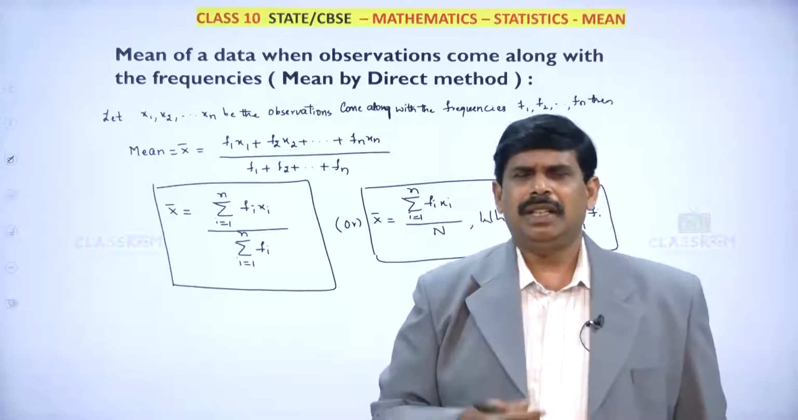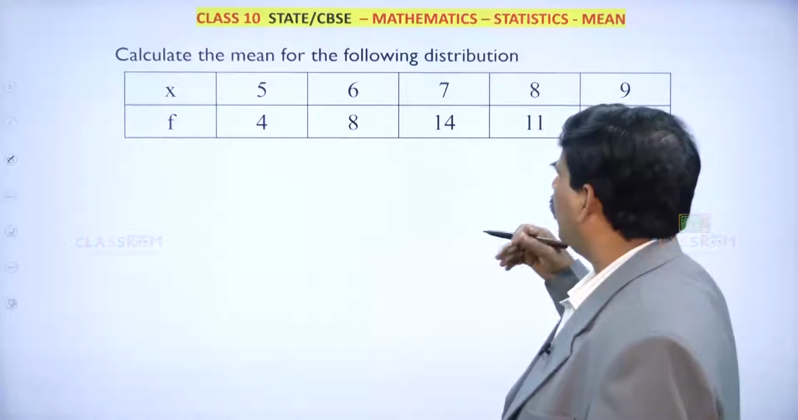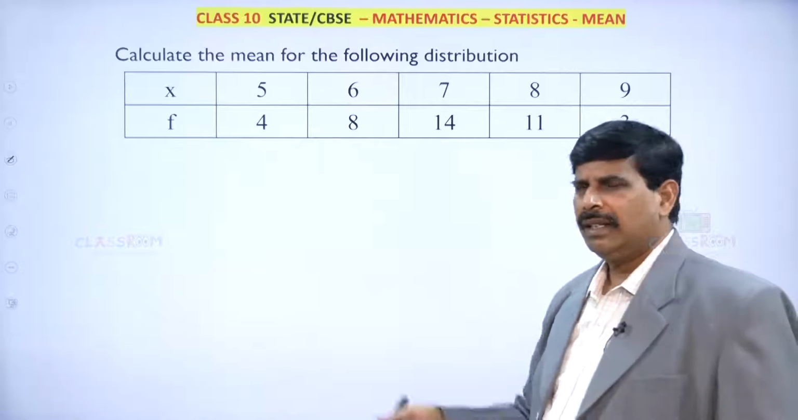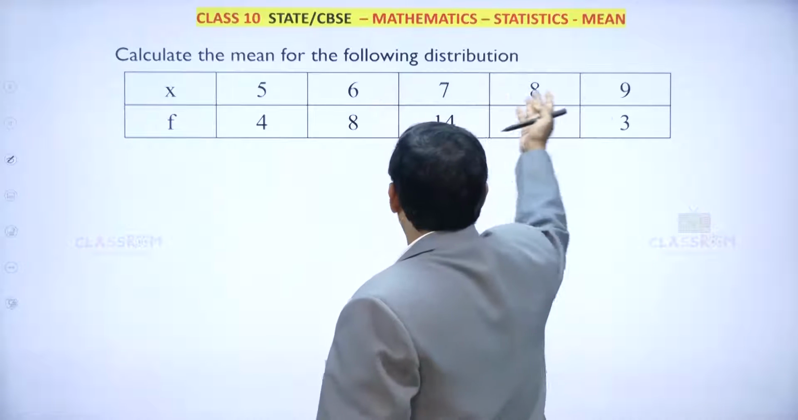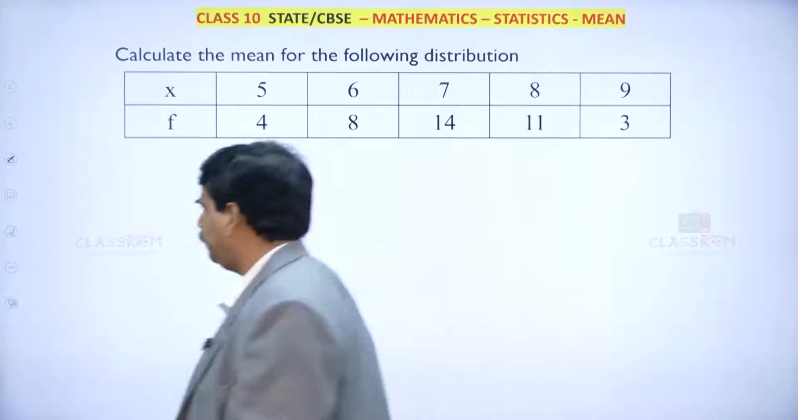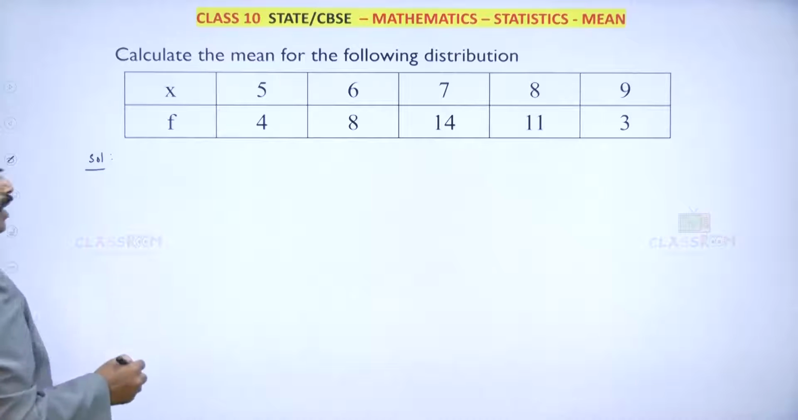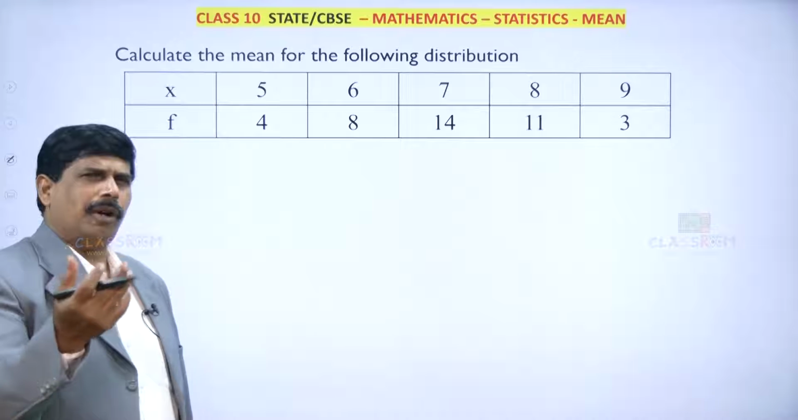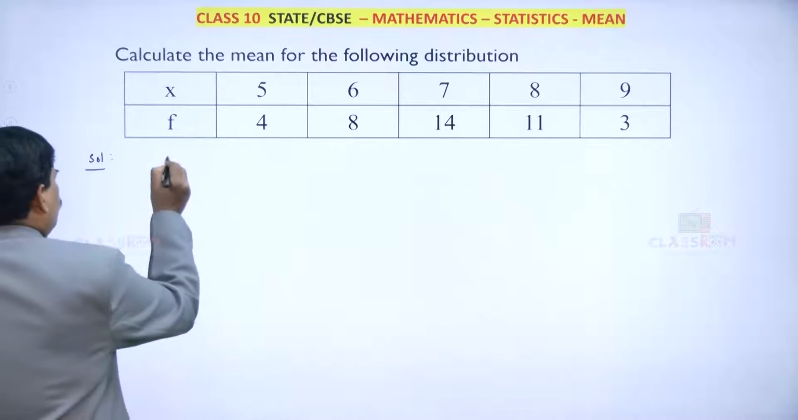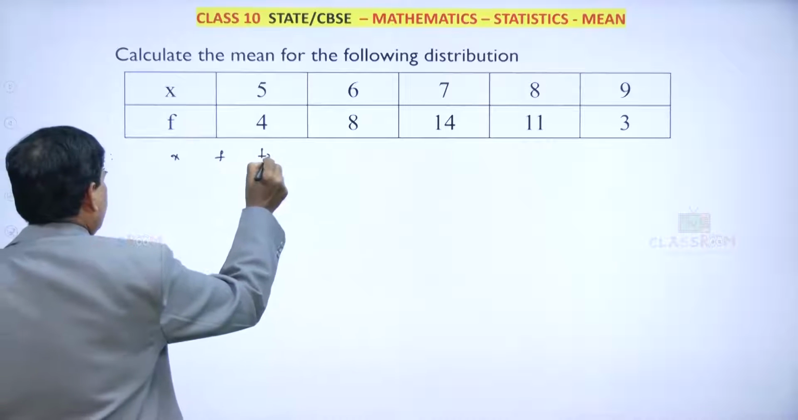Is it clear, children? Let's have one example based on this. Calculate the mean for the following distribution. There is one table given to us. These are the values and these are the frequencies. So you need to construct one table. Better you do the problem in the form of a table, that makes the calculation easy. First you take x, then you have f, and then fx.